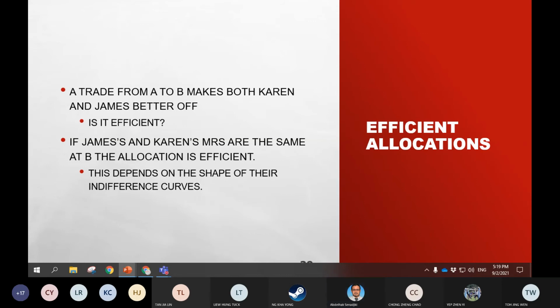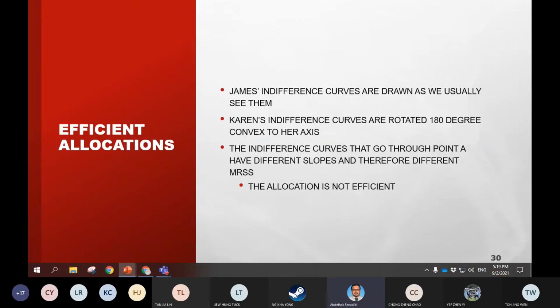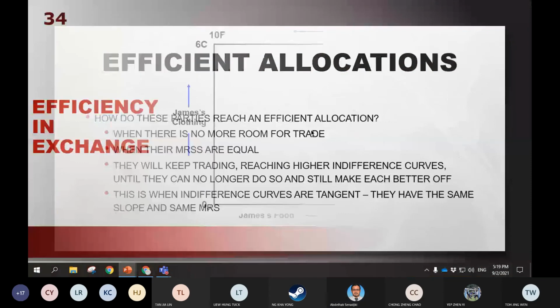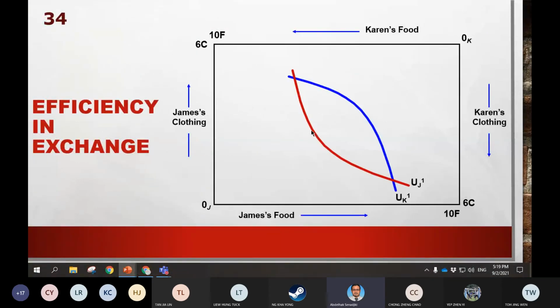So I go now to this graph. As I say, this depends on James's indifference curves, which are drawn as we usually see them. The previous slides are just an explanation. If I keep explaining from the slides, you may not understand me, so I will show the graph directly. Later you can read those slides.